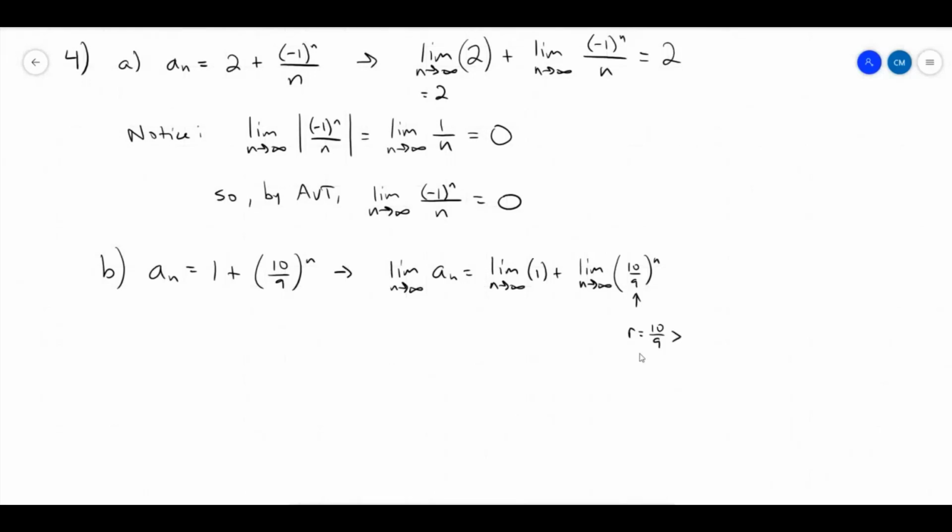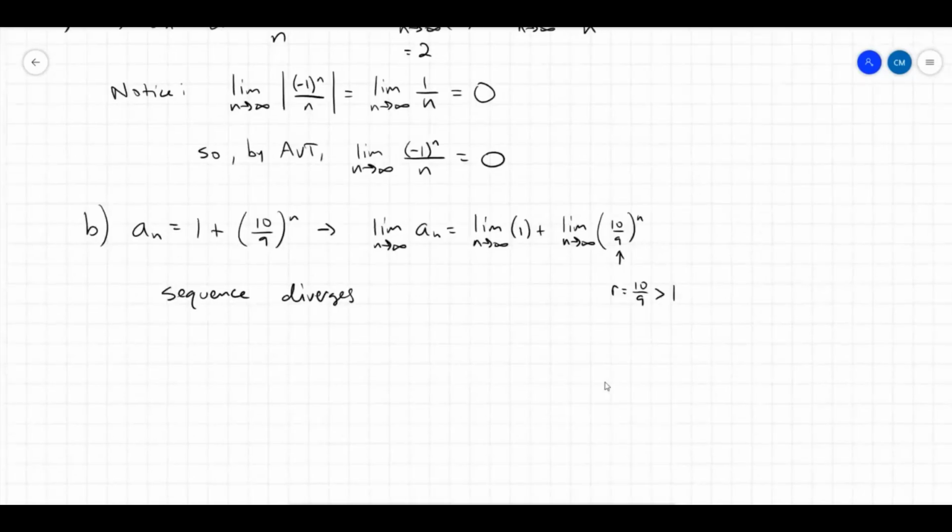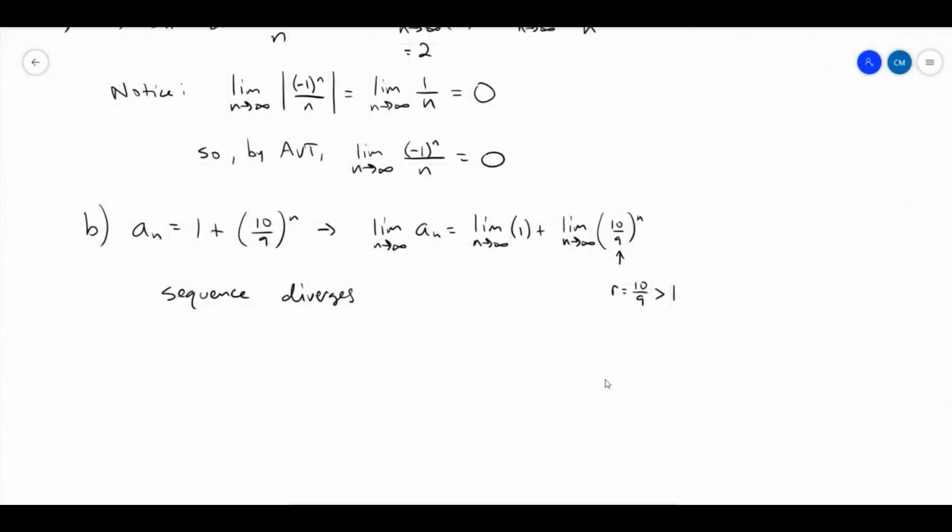And so what is the conclusion then? Diverges, yep. Because of the fact that that r is bigger than 1. And so as the n values go to infinity, then the terms of the sequence itself are going to go to infinity as well.